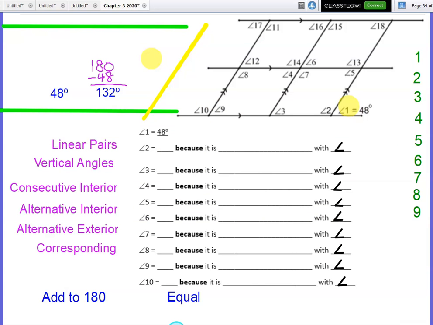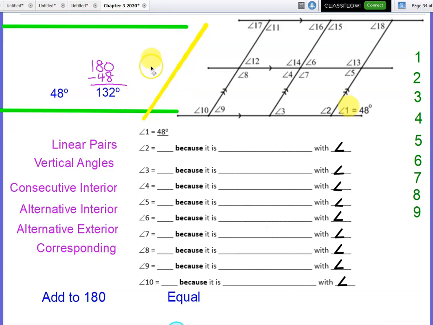Let's look at the example that's right above that chart. They've given us this diagram here, and they want us to find the measures of angles 1 through 10. They tell us that angle 1 is 48 degrees. Now we notice that all the diagonal lines are parallel, and all the horizontal lines are parallel. So that means all of our angles are either going to be supplements, so they add up to 180, or they're going to be congruent, so that they're equal. So we need to compare the angles together in order to find their measurements. And then they want us to explain why.